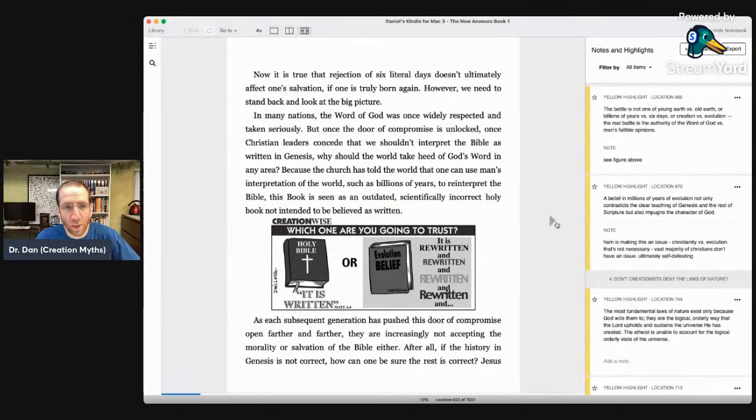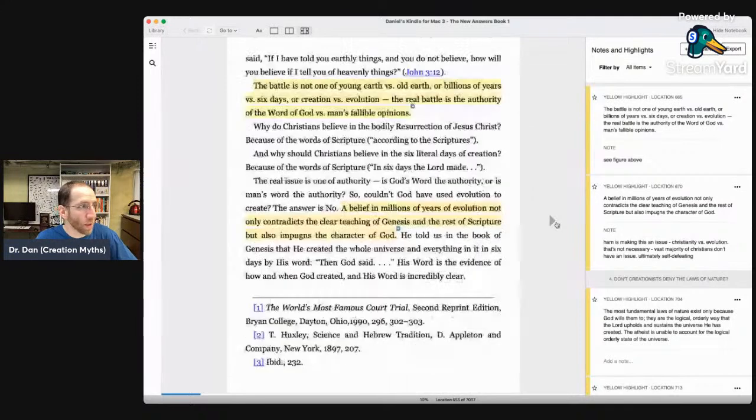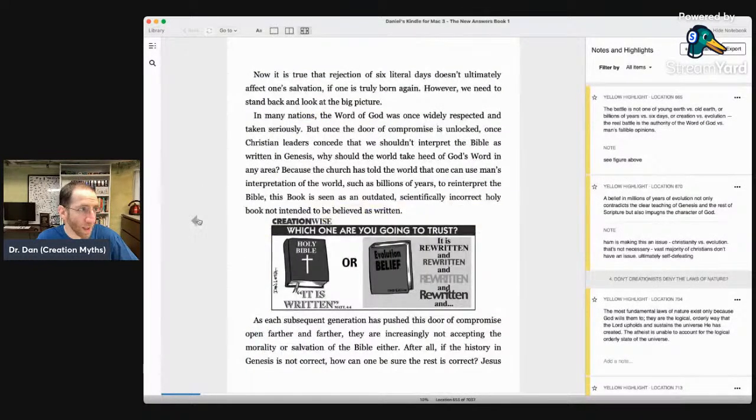All right. So the first little passage I want to point out here, and you can see this is right at the end of the chapter, right before the references. "The battle is not one of young Earth versus old Earth, or billions of years versus 6 days, or creation versus evolution. The real battle is the authority of the Word of God versus man's fallible opinions." And I want to just also go back to right here.